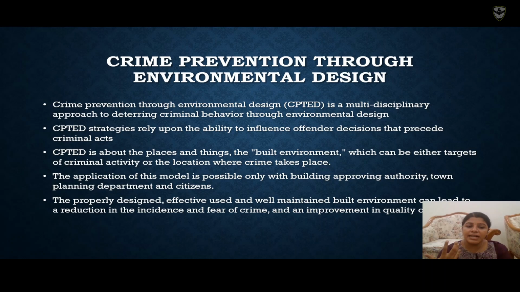Now, there are various strategies that rely on the ability to influence an offender's decision, or how that decision can be controlled. All of these aspects are looked into in crime prevention through environmental design. It is also about how various places or things are built in an environment.